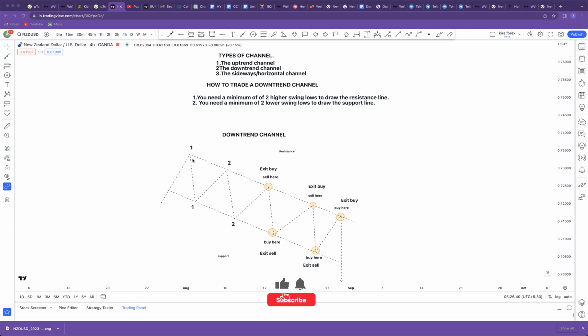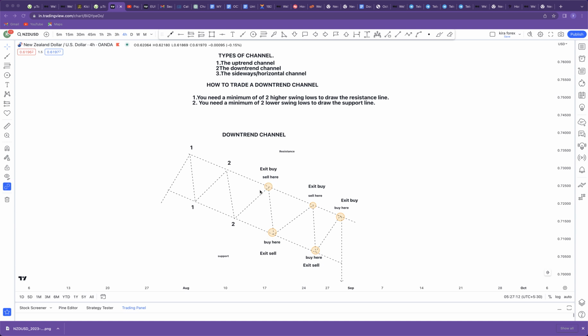With the resistance line, we have the first touch here, we also have the second touch here. These ones we ignore. And then on the support line, we also have the first touch and the second touch, we ignore this one. Where we will be taking our trade should be on the third touch. So where the third point is, that is where we will be selling, and we will also be buying on the third touch on the support. So we will sell on the third touch on the resistance and buy on the third touch on the support.